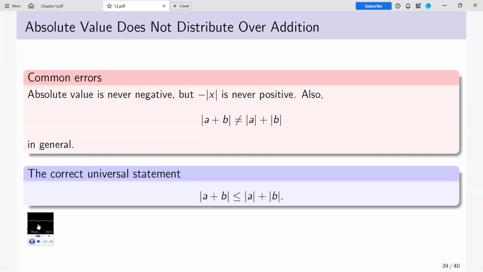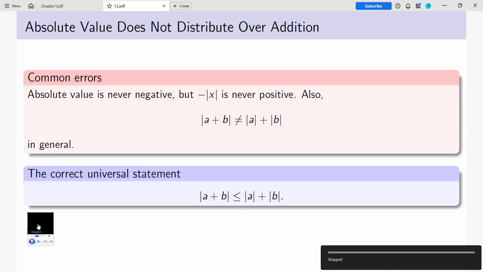Absolute value does not distribute across addition. The correct relationship is an inequality, not an equation.